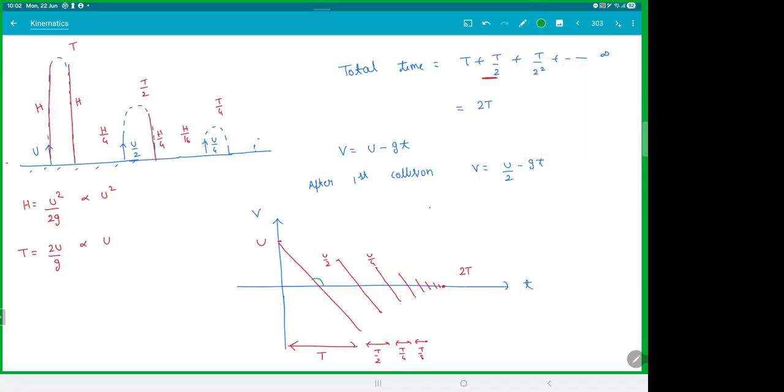And if you look at this slope here, all these are parallel lines where tan theta is equal to minus g. Is that clear, everyone, with the graph?